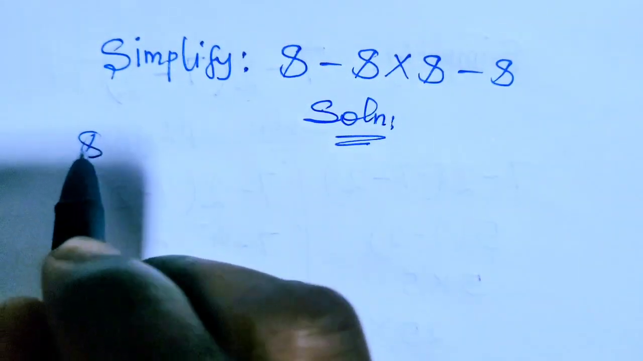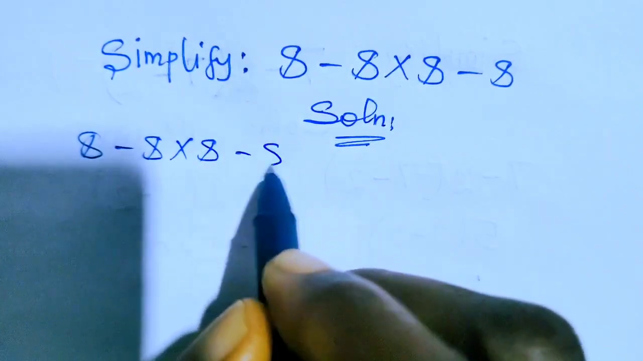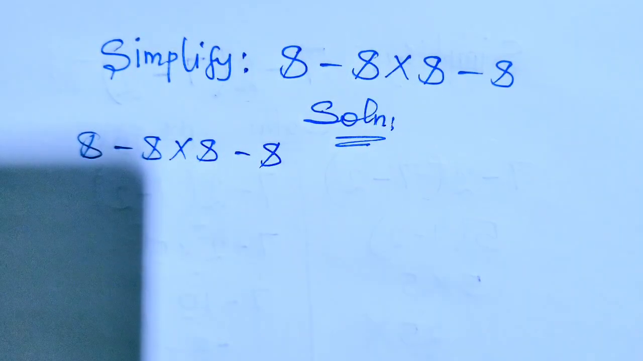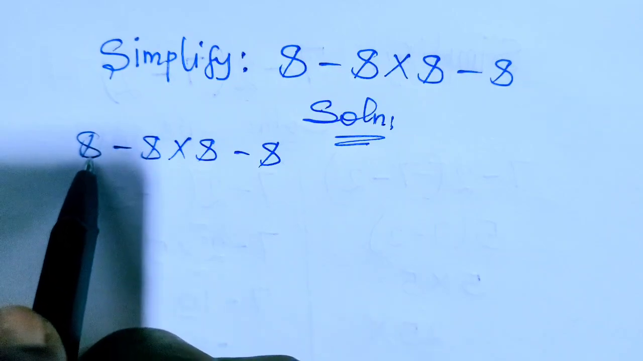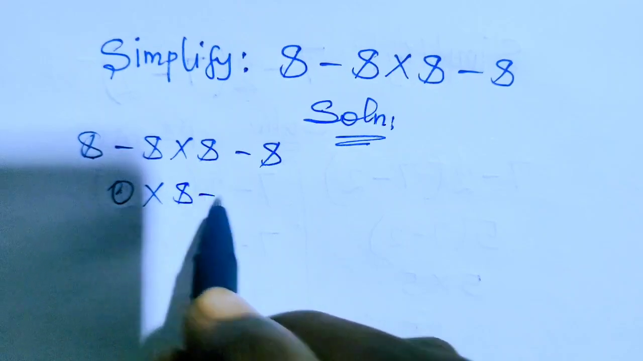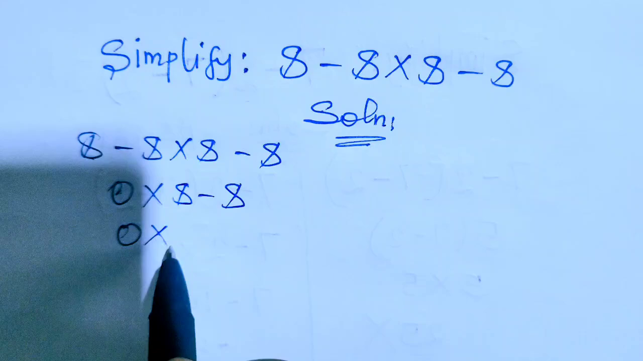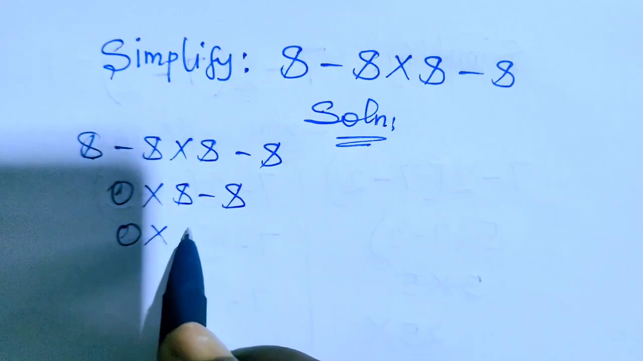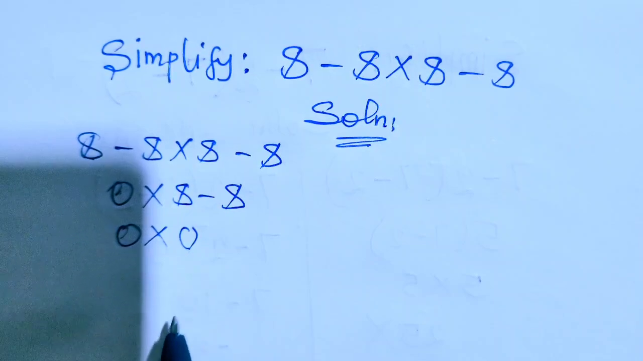Now we have 8 minus 8 multiplied by 8 minus 8. Now right here, some persons will start this in this order. 8 minus 8, that gives 0, multiplied by 8 minus 8. Then have a 0, multiplied by 8 minus 8, that gives 0. And right here, 0 times 0, that will give 0.